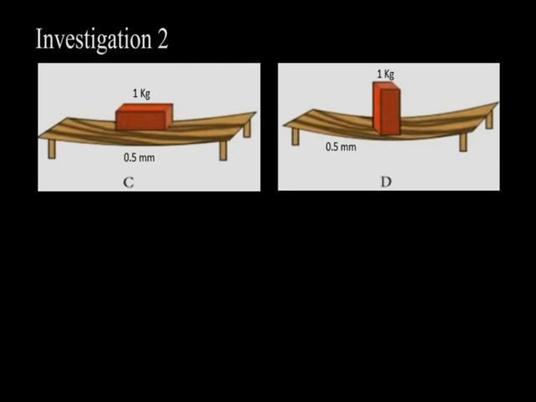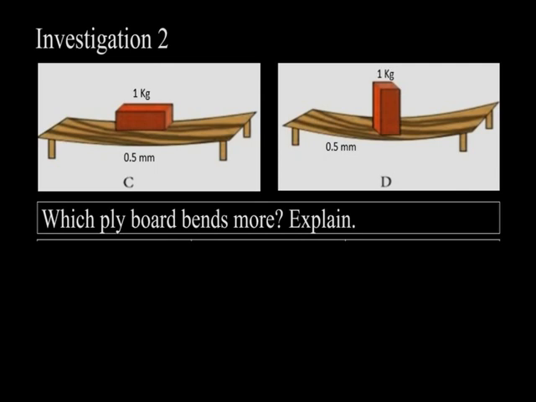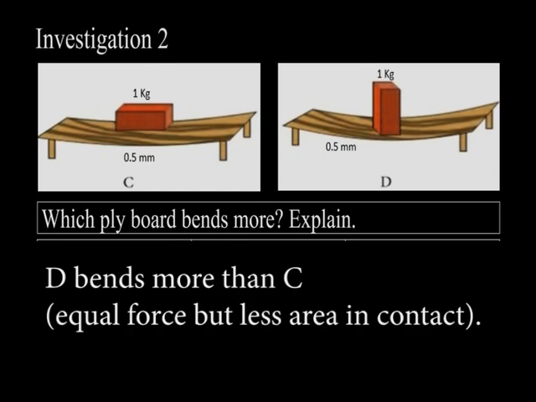The thickness of the plywood is same, the mass of the brick is same, but what is different there? Which plywood bends more? Explain. In this case, D bends more than C, because if you look at D, although the force is same, what is different is the area which comes in contact with the plywood. Area is smaller in D, whereas the contact area is bigger in C.